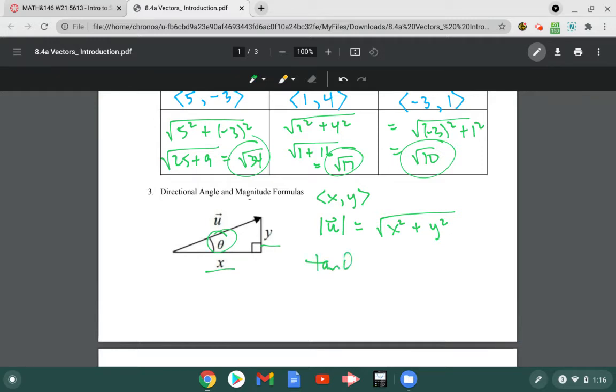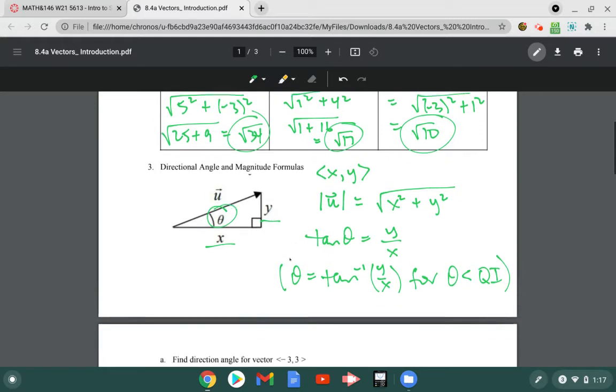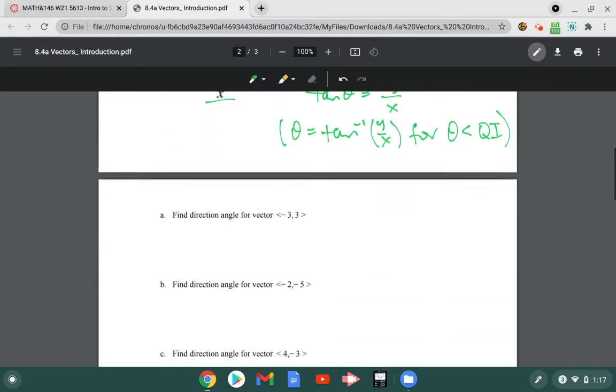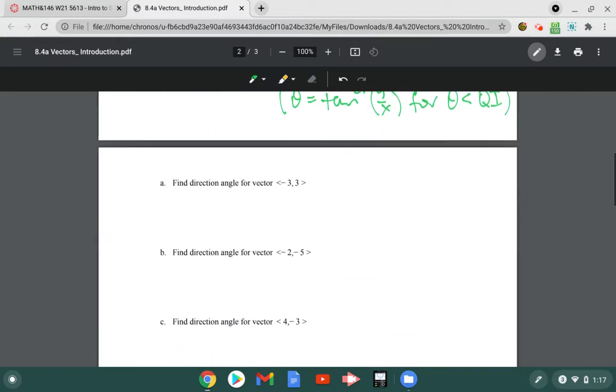So tan theta is equal to y over x. So we could say that theta is tan inverse of y over x, but that's only true if theta lives in quadrant 1. Remember that tan inverse will never give us an obtuse angle. So we want to make sure that we're drawing a picture so our angle actually matches the position of the vector. Okay, so we want to find the direction angle for vector -3, 3.